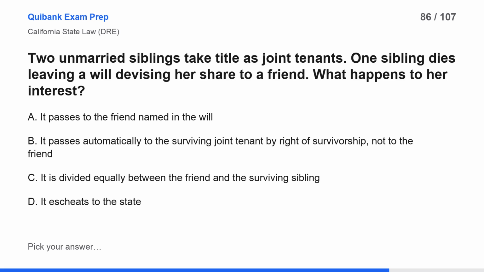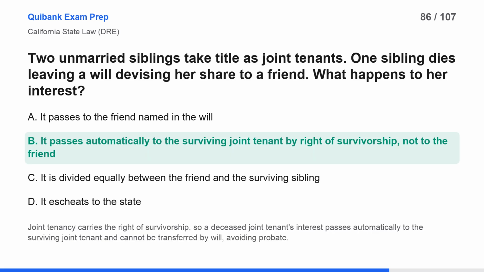Question 86. Two unmarried siblings take title as joint tenants. One sibling dies, leaving a will devising her share to a friend. What happens to her interest? A. It passes to the friend named in the will. B. It passes automatically to the surviving joint tenant by right of survivorship, not to the friend. C. It is divided equally between the friend and the surviving sibling. D. It escheats to the state.